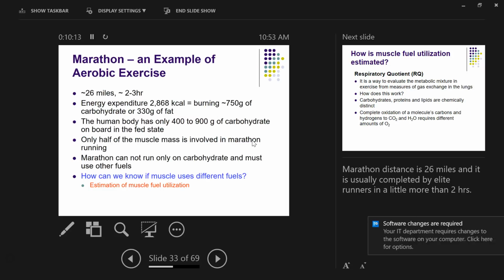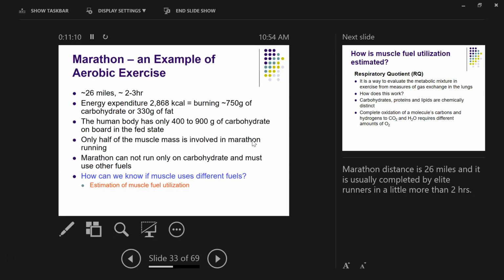Now let's talk about each different type of exercise, right? Aerobic exercise. Marathon is a good example of aerobic exercise. So usually you run 26 miles within 2 to 3 hours, depending on whether you are trained or untrained runners. And energy expenditure for running a marathon requires 2,868 kcal, right? So that means we need to burn 750 grams of carbohydrate or 330 grams of fat for running a marathon, to meet the energy requirement.